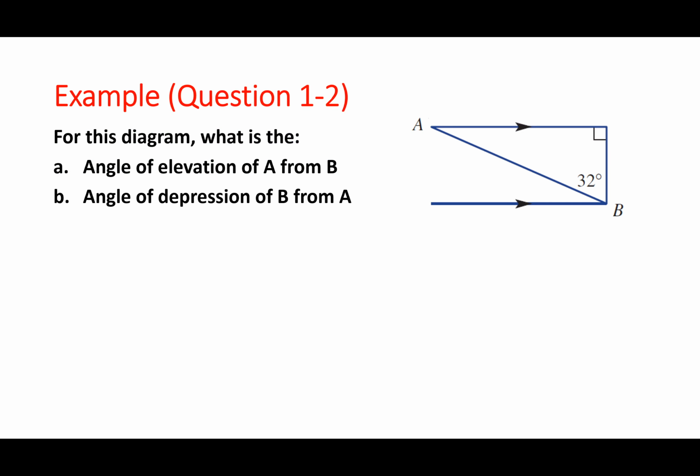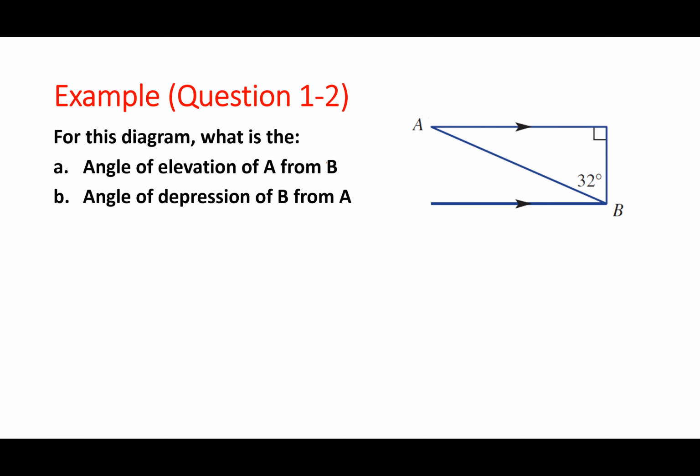Okay, so let's move on to some examples. Now, for this example, what we're going to do is basically just find some angles. So what we're asked to do is, we're told that we've got an angle in here of 32 degrees. Okay, and we need to find the angle of elevation of A from B. So that's A from B. So that part's really important.